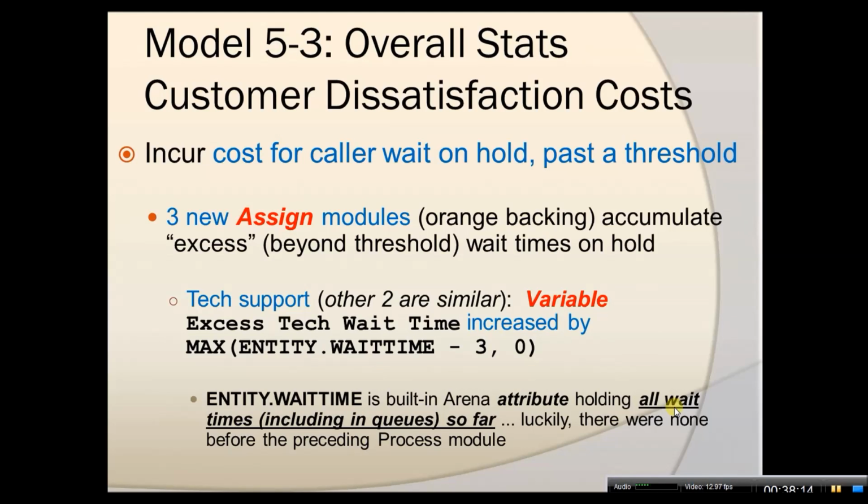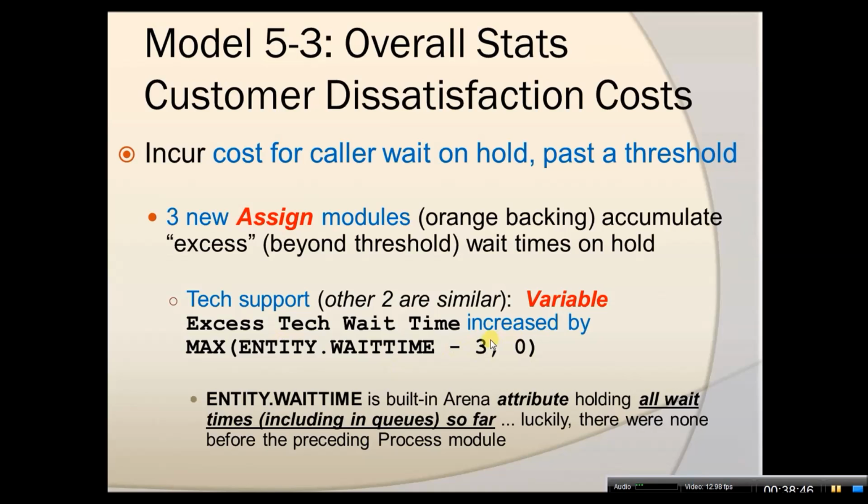We're going to have excess tech wait time, and also excess sales wait time, and excess status wait time. So we'll introduce these 3 variables. And for excess tech wait time, the way we're going to compute it is we're going to start it with 0, and then each time we're going to add the maximum between the entity waiting time minus 3 and 0, right?